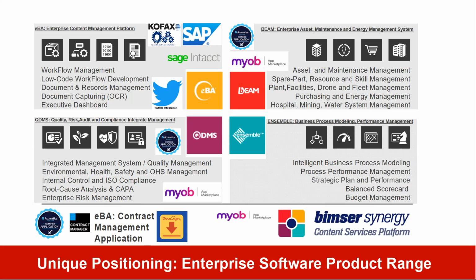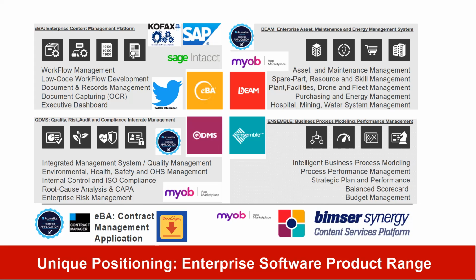We have BEAM, that is our enterprise asset and maintenance management software. It helps companies manage their assets, machinery, equipment, cars, trucks, buildings, and you can manage your periodic, preventive, and predictive maintenance operations. UDMS is a quality, risk, audit, performance, and compliance management software. It helps companies comply with many different standards digitally, such as ISO, SQL, ERC, IATF, and many other quality management standards, and regulatory requirements can be addressed and managed with the help of UDMS digitally.